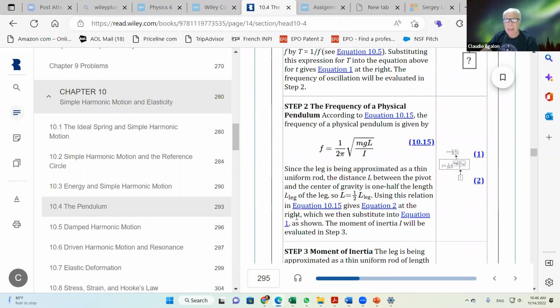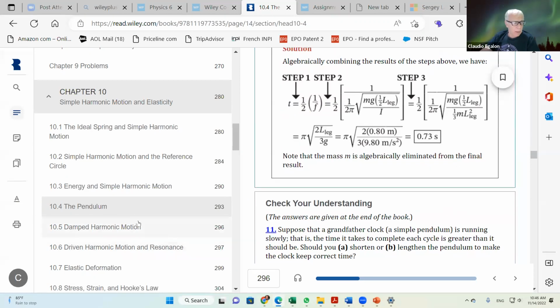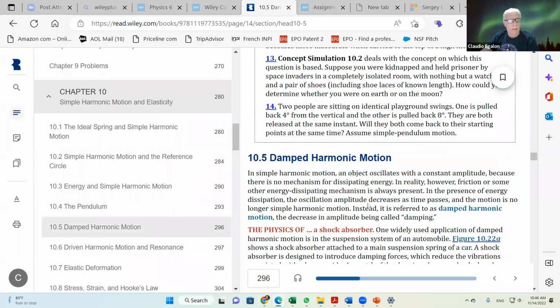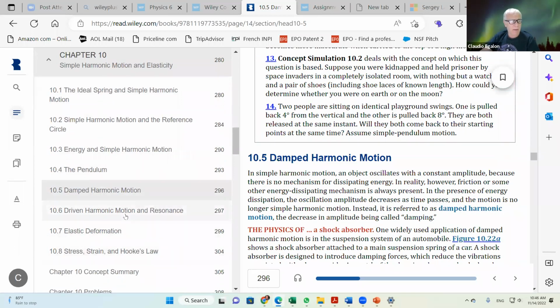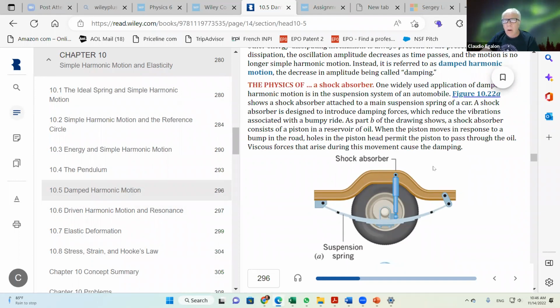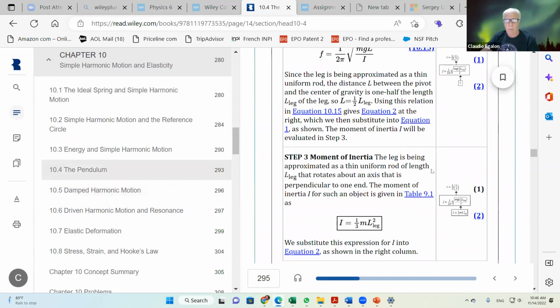And that's what we have. We're going to stop here at 10.4. I'm not going to cover more than that. And you don't have to worry about 10.5, 10.6, 10.7, and 10.8, okay? So it's 10:45 right now. Let's see if we can do another example.